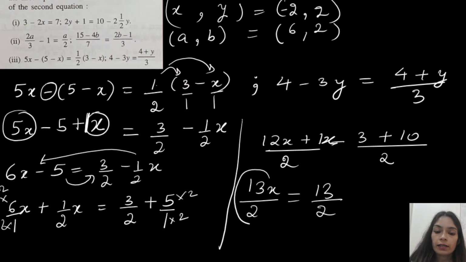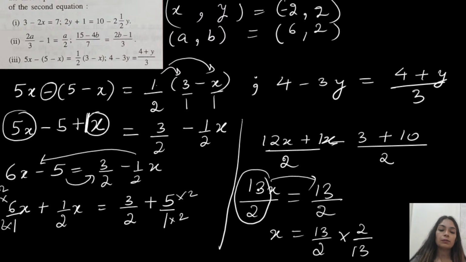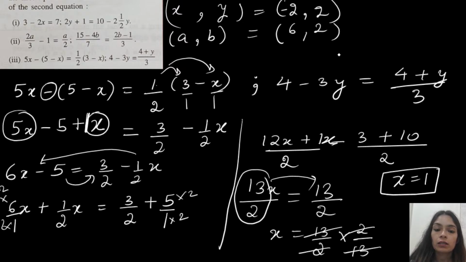Now let's shift this 13 by 2 to the other side. When we shift a fraction to the other side, we just have to write the multiplication sign and the reciprocal of the fraction. Because this full fraction 13 by 2 we shifted to the other side, it will become 2 by 13. So 2 and 2 will get cancelled, 13 and 13 are getting cancelled. So the value of x is equal to 1. So for the third one, the x value we have found is equal to 1.